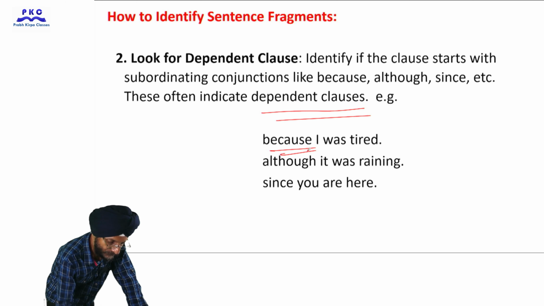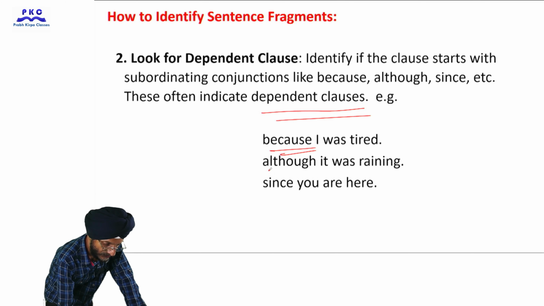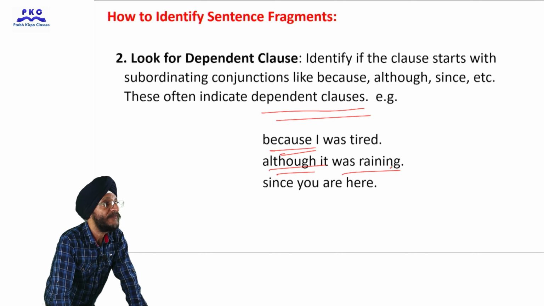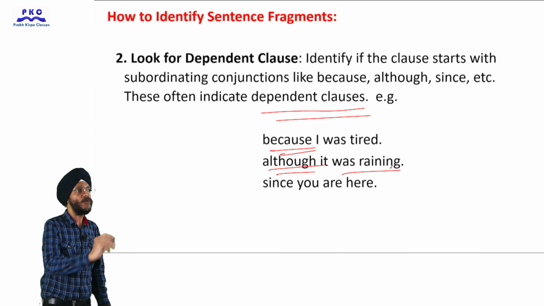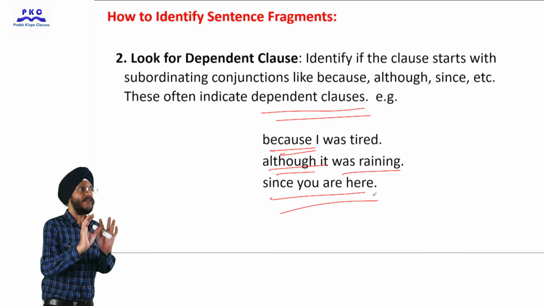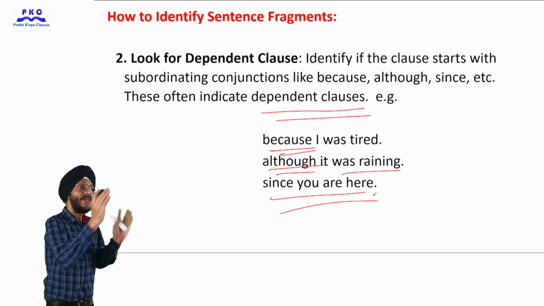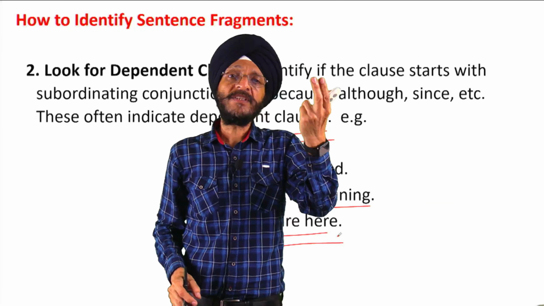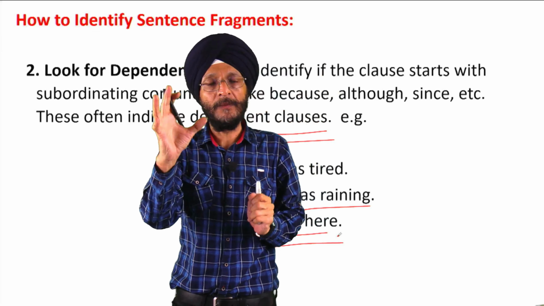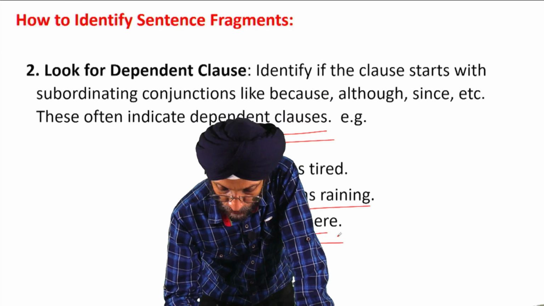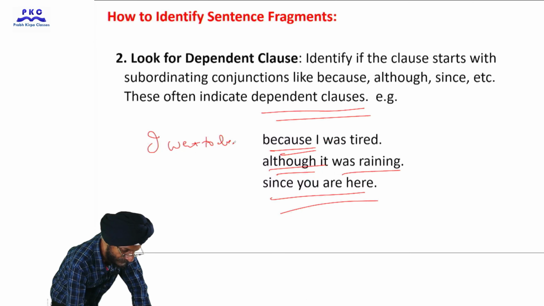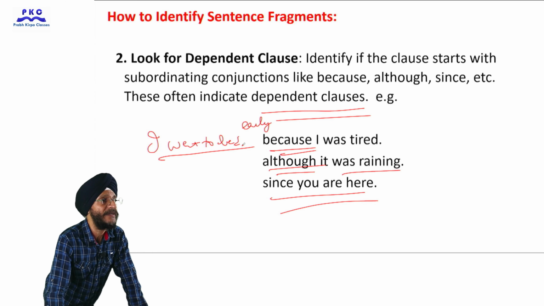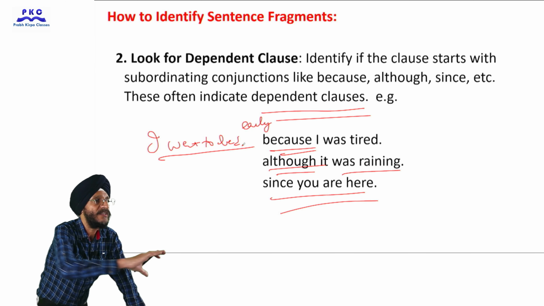Because I was tired. This is a dependent clause. Although it was raining, it is again a dependent clause, it does not completely convey the meaning. Since you are here, it is again a dependent clause. There must be some independent clause to convey the full meaning of the sentence. So we may write, I went to bed early because I was tired. It is an independent clause, and now the sentence is complete.